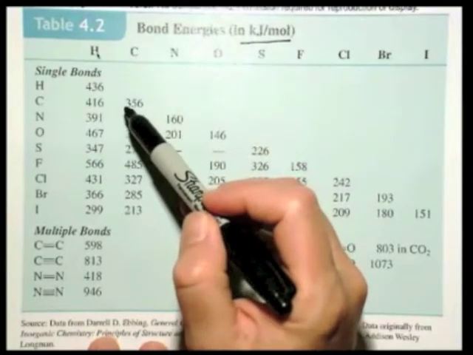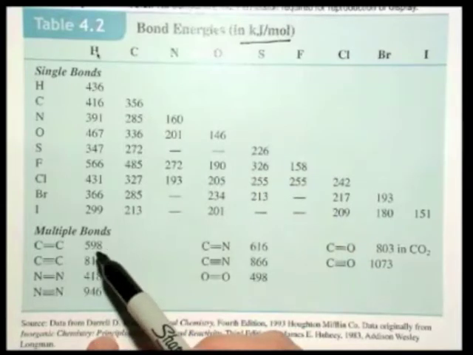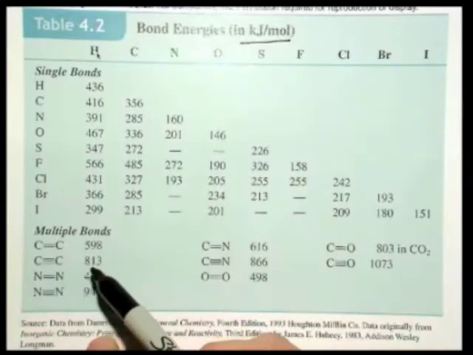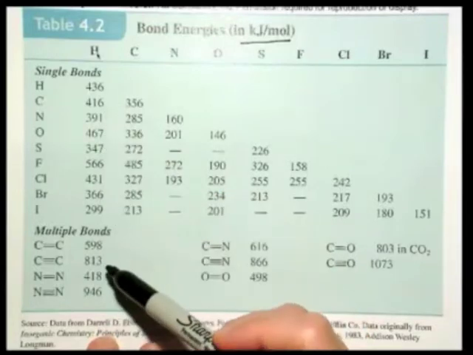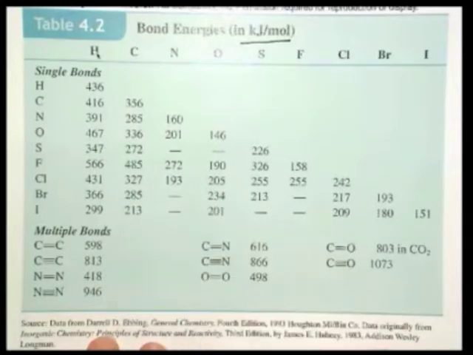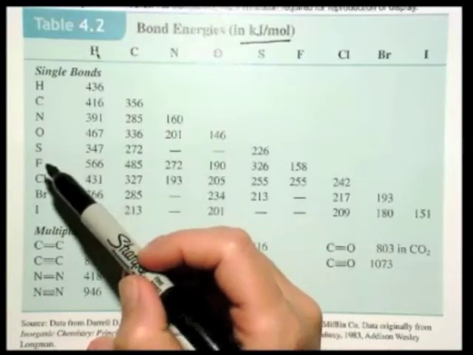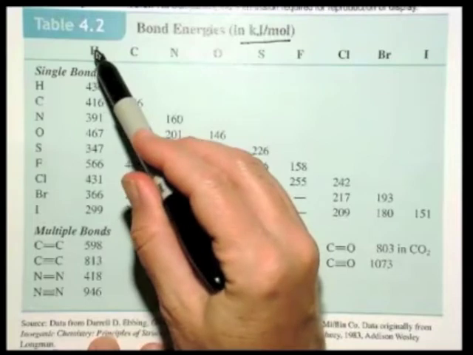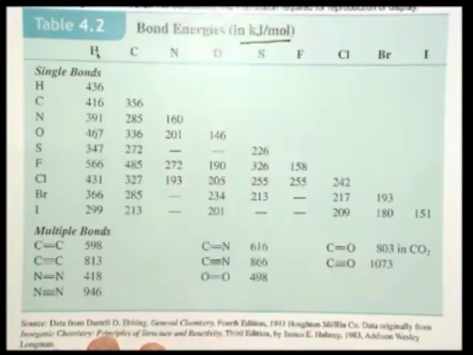Carbon single bond is 356. Down here you've got multiple bonds. Carbon-carbon double bond, 598. Carbon-carbon triple bond, 813. See, the single bonds are of lower energy than the double and triple bonds. All right, so you can see how to use that table. If I said what's the bond energy of an OH bond or an HO bond, find hydrogen, find oxygen, go across, and you'd find 467 kilojoules per mole.